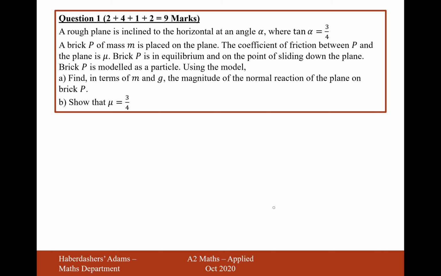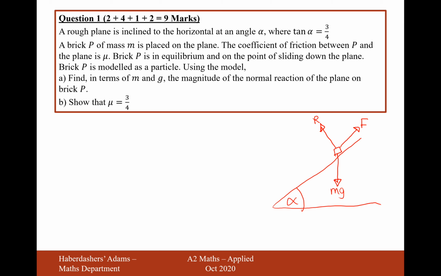Okay, so let's draw ourselves a little diagram. We have the brick at this point here. We have its mass, which is going to be mg. We have alpha, that's the angle here. The normal reaction is going to be this reaction here. And the friction, given that it's on the point of sliding down the plane, and friction is always against motion, is going to be acting up the plane.